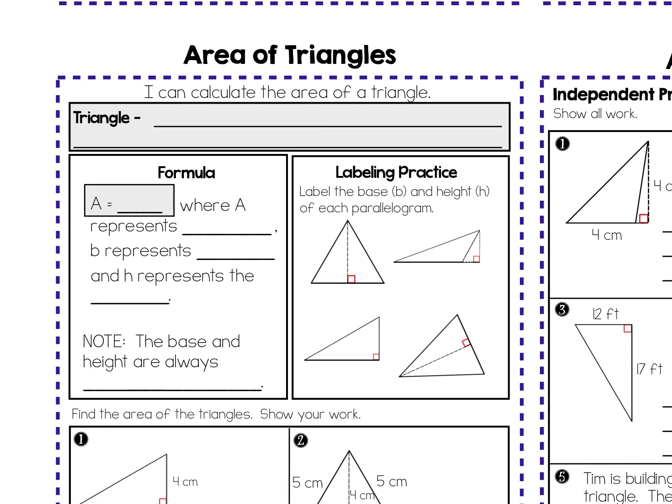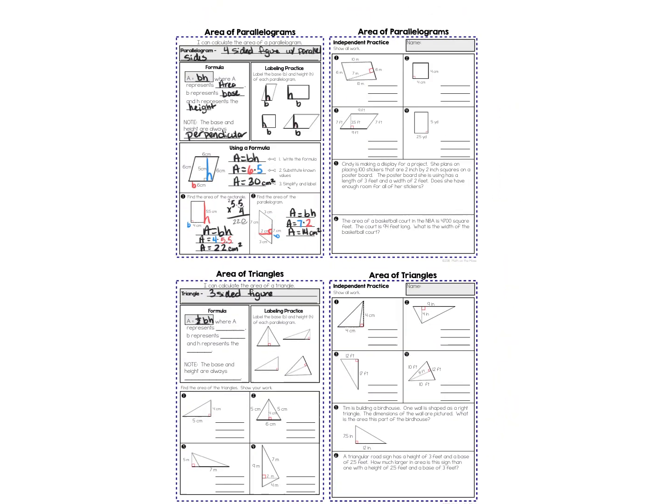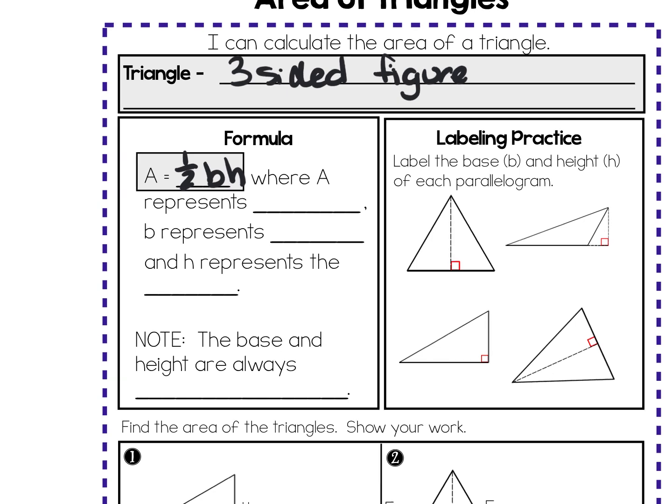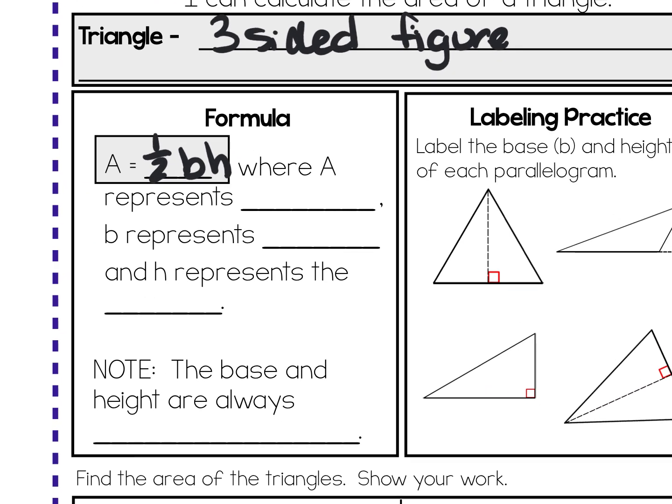So I can calculate the area of a triangle. So what is this? This is a 3-sided figure. So A equals 1/2 BH. So that's the difference between rectangles, parallelograms, and triangles, right? Rectangles and parallelograms is just base times height, but here I have the half. We talked about finding the half means that you cut something in half, which a shortcut to that is dividing it by 2. If you're splitting something up, you're dividing.